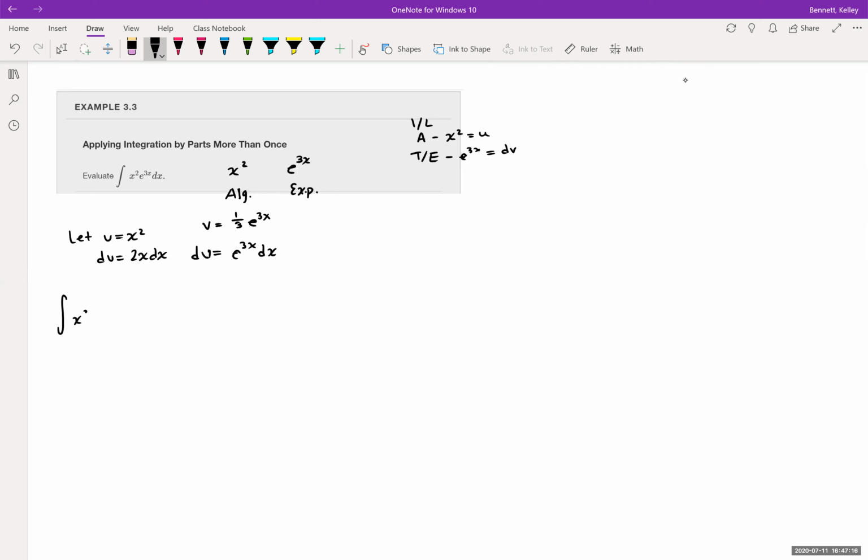So the integral of x squared times e to the 3x dx equals uv, which is 1/3 x squared e to the 3x, just u and v multiplied together. Then I'm going to subtract the integral of v du.